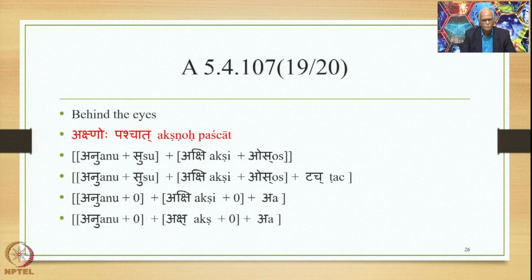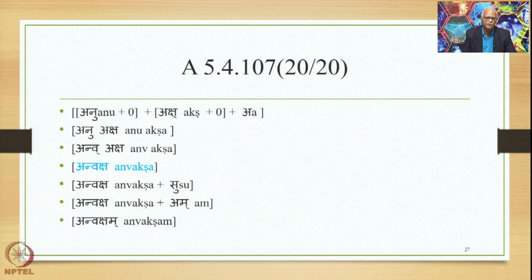We also have the pratipadika saudhnya, therefore now we apply supodhatu pratipadika yoho. So we have anu plus 0 plus akshi plus 0 plus a. Then we apply yasyeti cha, because of which i in akshi gets deleted. So we have anu plus 0 plus aksha plus 0 plus a. And when we join them together, we have anu aksha. And then by the sandhi rule, we get anvaksha. This ends in short a. So anvaksha is an avyayibhava samasa output, which is an avyaya.